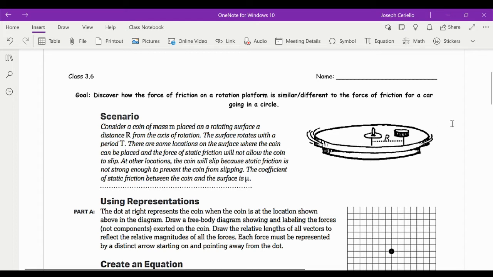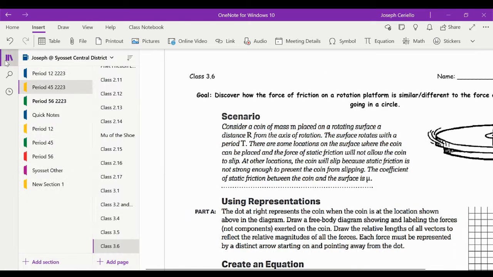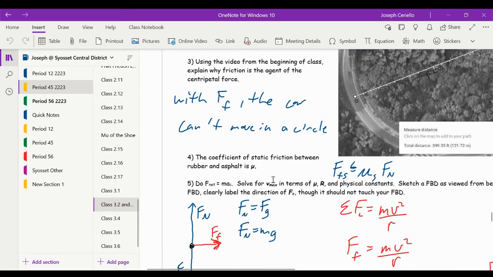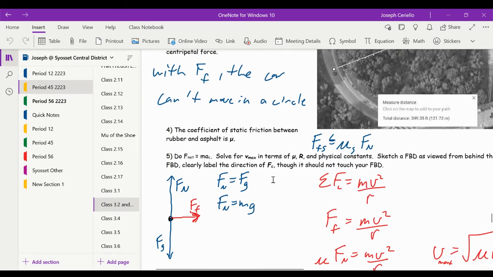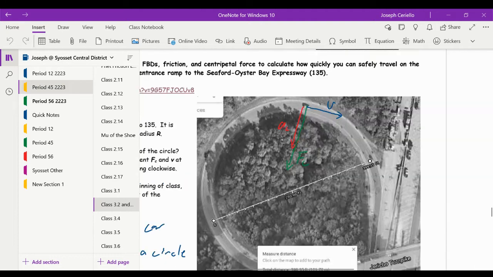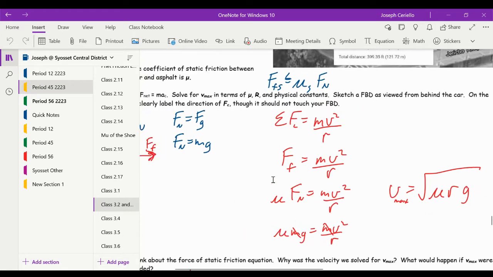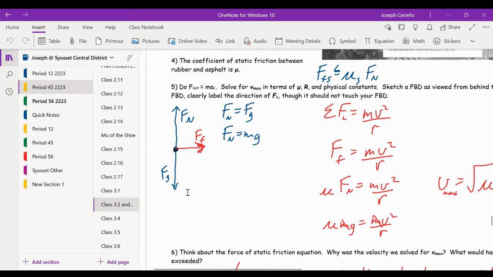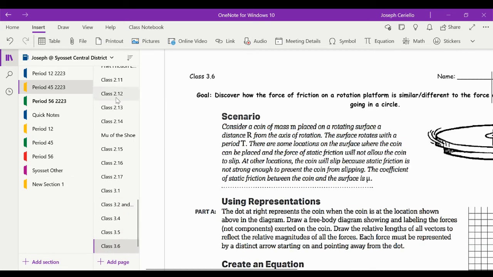So this says here, discover how the force of friction on a rotation platform is similar or different to the force of friction for a car going in a circle. If you recall, we did a question with a car going in a circle. I think it was class 3.2. And we found the maximum speed a car could go around a curve. That word maximum is going to be really important here. This activity does not mention maximum.